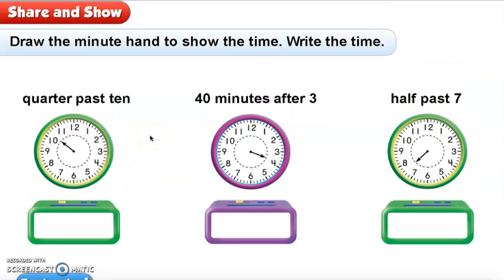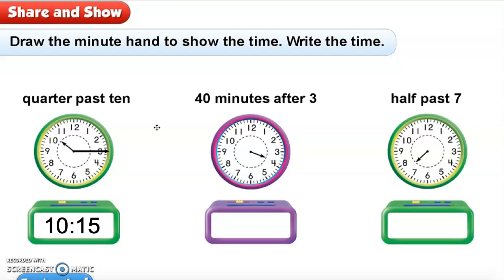So 10:15. So I know that quarter past means that the minute hand is going to be on the 3. So I'm going to just make my minute hand on the 3. And now I can count my minutes. So I know that the hour is 10, and I'm going to count my minutes. 5, 10, 15. So I know that this time is 10:15.